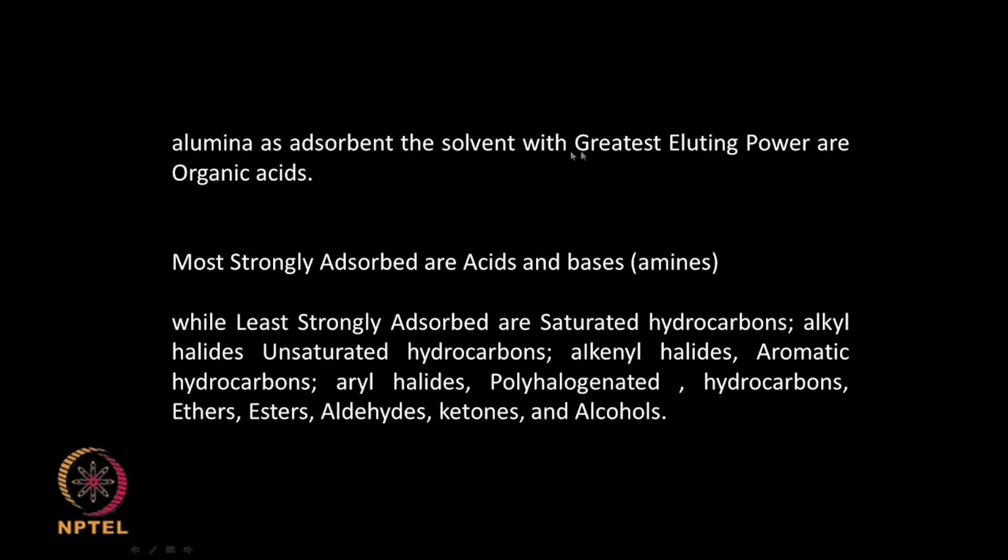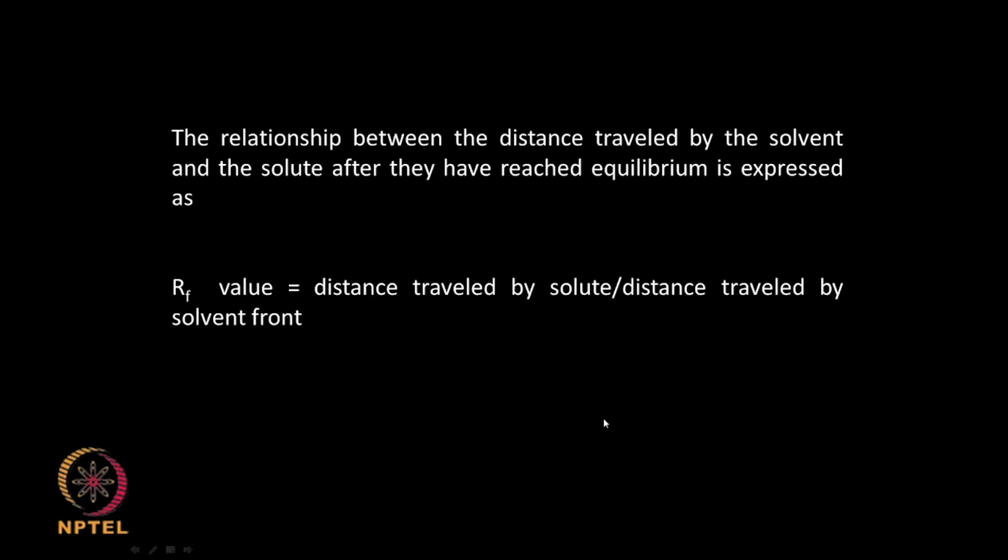If alumina is the adsorbent, the greatest eluting power are organic acids. Most strongly adsorbed are acids and bases and amines, while least strongly adsorbed are saturated hydrocarbons, alkyl halides, unsaturated hydrocarbons. So, they will travel much faster in that order, you know. Saturated hydrocarbons are extremely hydrophobic, right. So, they will travel faster and reach the top first, and so on as you come down to ethers, esters, aldehydes, ketones and finally alcohols.